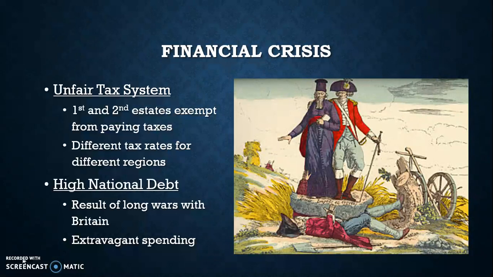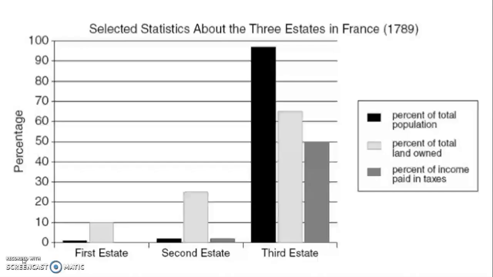There's a very high national debt that has been the result of long wars with Great Britain, including the Seven Years' War, including the French and Indian War in the colonies, and also helping in the American Revolution. And on top of that, the king and his family spend a lot of money on extravagant lifestyles. So that has plunged France into a great deal of debt.